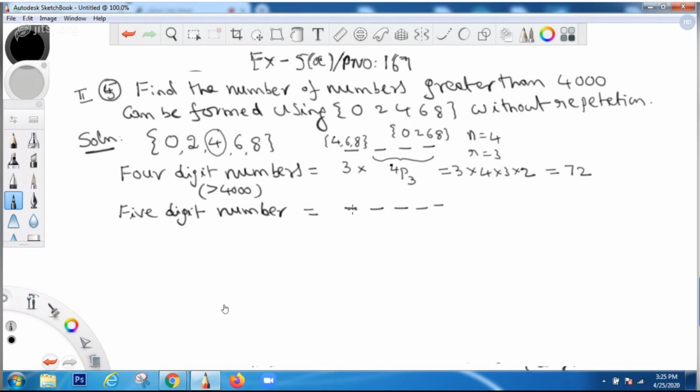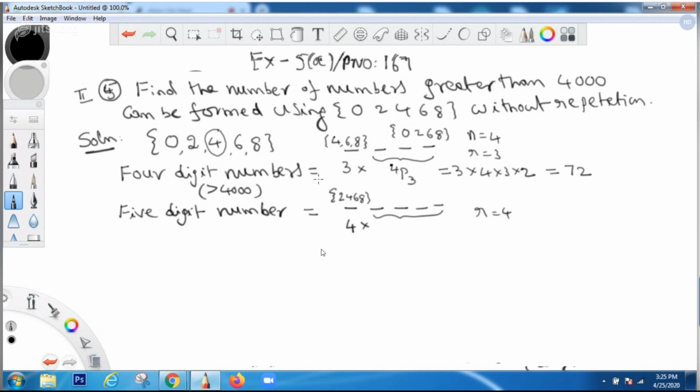So this is units place, tens place, hundreds place, thousands place, and 10,000 place. This 10,000 place should be filled with a non-zero digit. Non-zero means 2, 4, 6, 8. So how many ways? 4 ways.